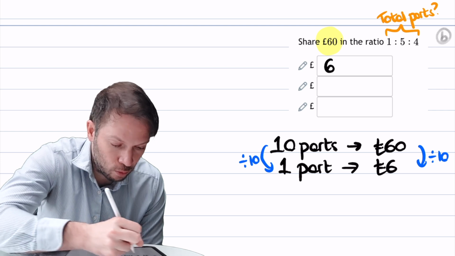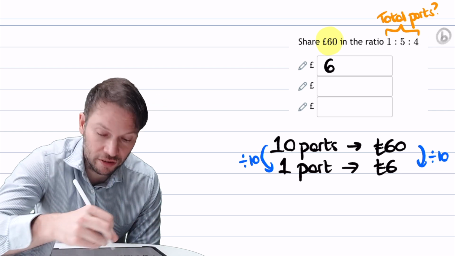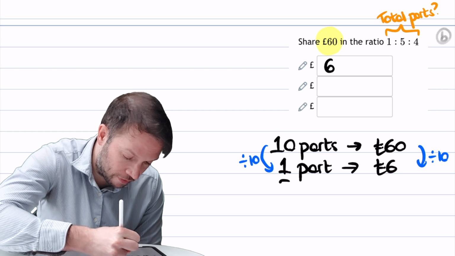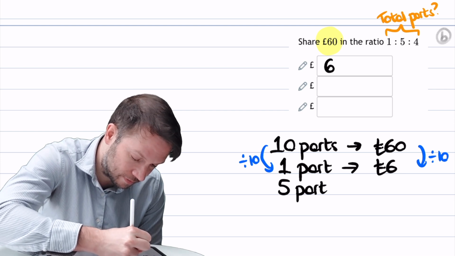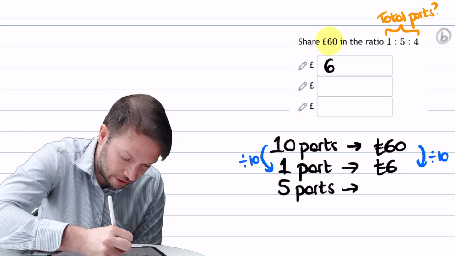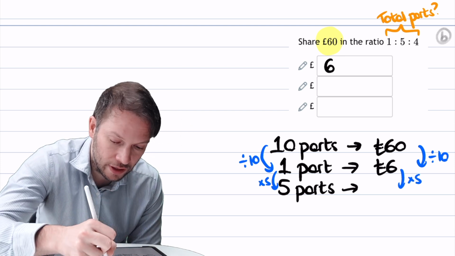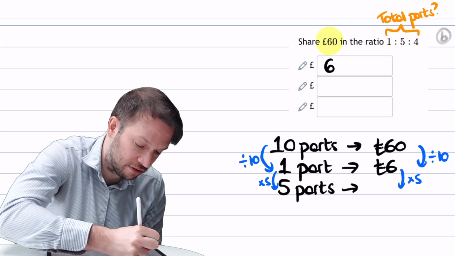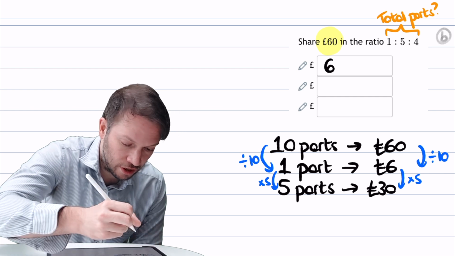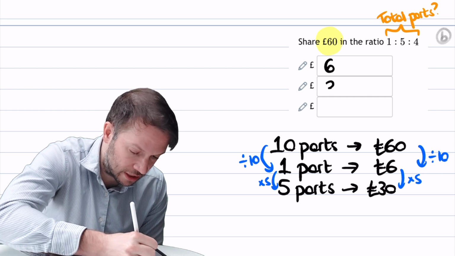We also need to work out what 5 parts and what 4 parts is worth. So let's work out what 5 parts is worth. Well, 5 parts is 5 times as much as 1 part. So if we times this number by 5, 6 times 5 is £30. So this second person will get £30.